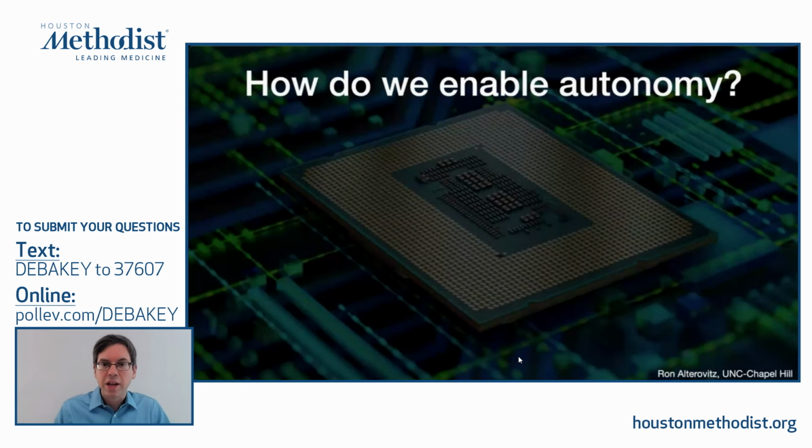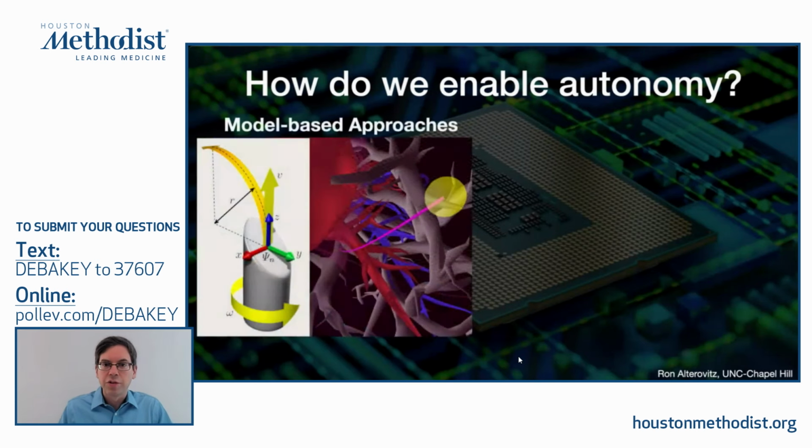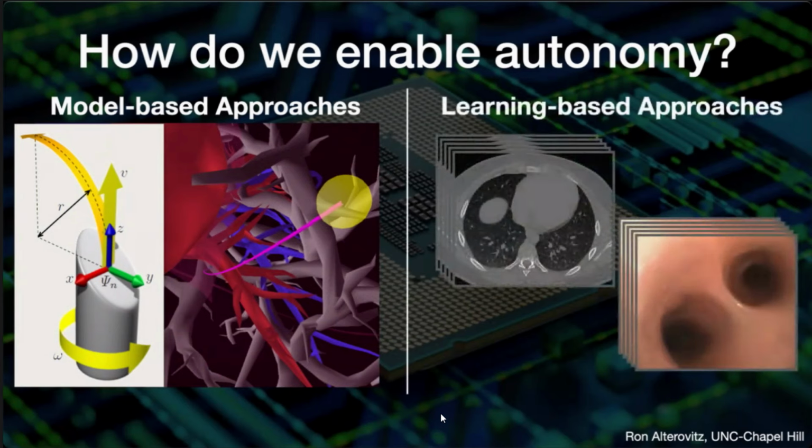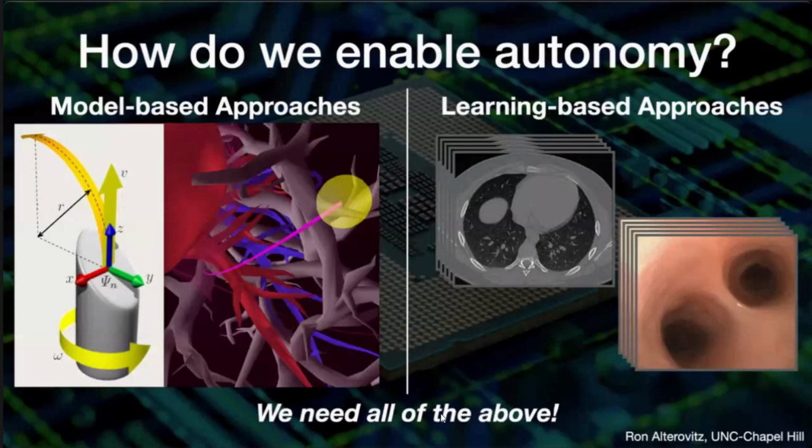There are many approaches we can take to enable autonomy. One approach is a model-based approach where we develop kinematic models of the robot and create 3D models of the anatomy and develop planners and controllers that use those models. Another approach is to use learning-based approaches where we create neural nets that directly map the data to actions for the robot. So I'm going to talk about the approaches that we use, and I'll make the case that we need to use all of these different types of computer science and engineering approaches to address the challenging problems of automating medical procedures.